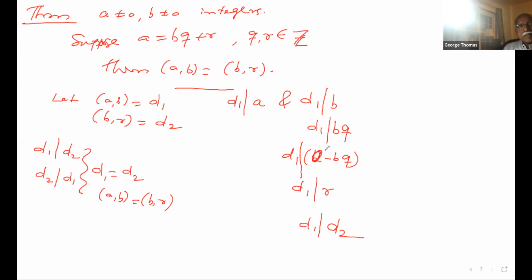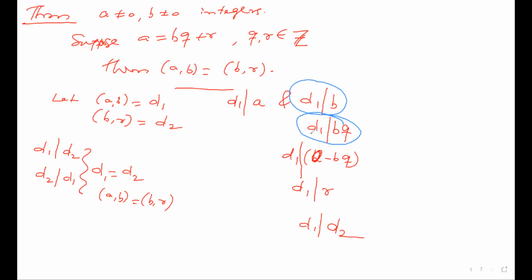I went fast here. Okay. This is in the notes. You figure out why I can go from this step to this one. If a number divides a number, that same number will divide a multiple of that number. Agreed? Yes, sir. That's obvious. Well, that's intuitive. If D1 divides two different numbers, it will divide the difference of the numbers too.